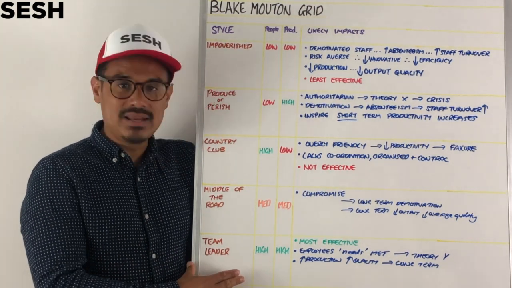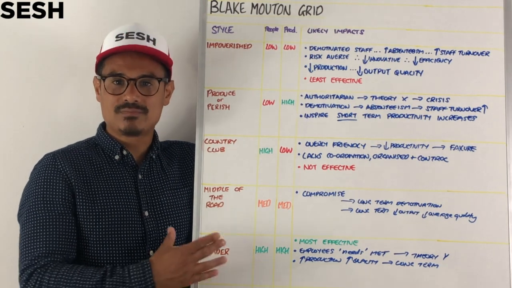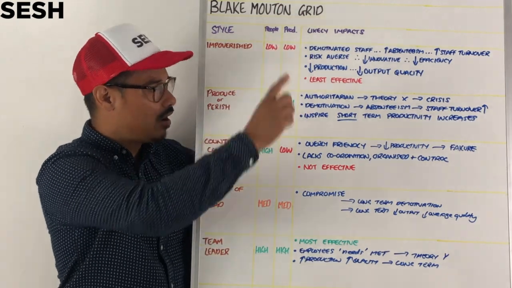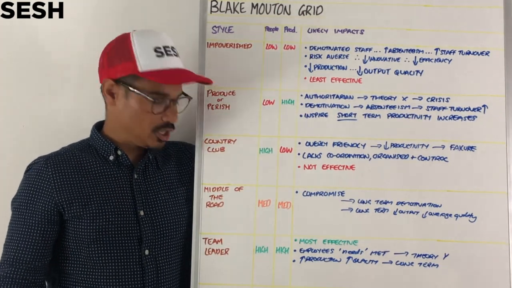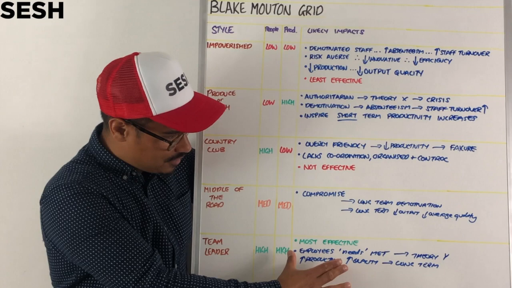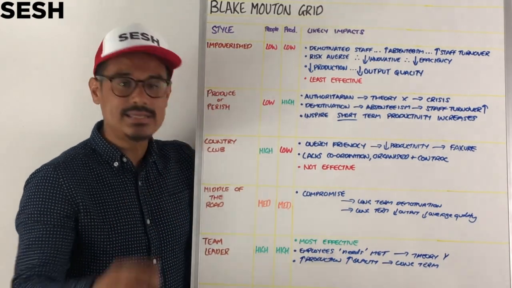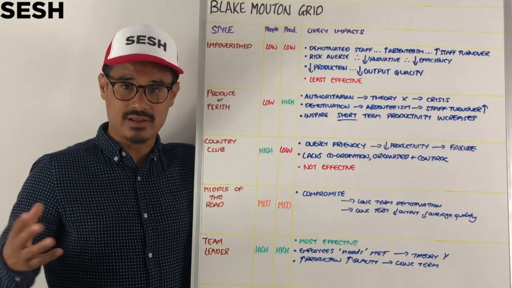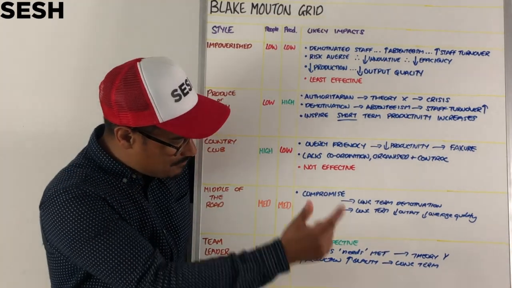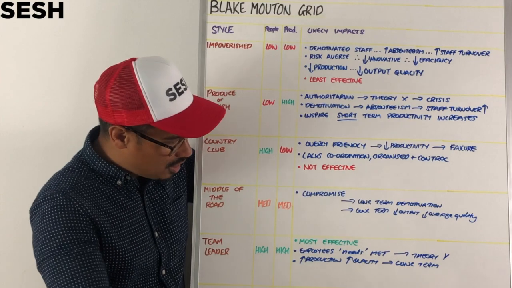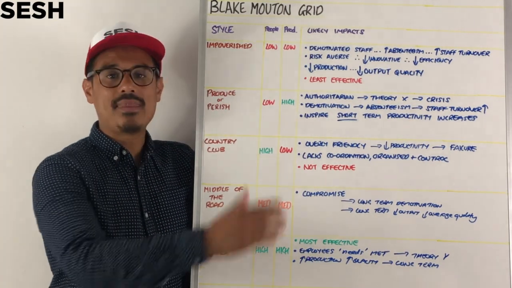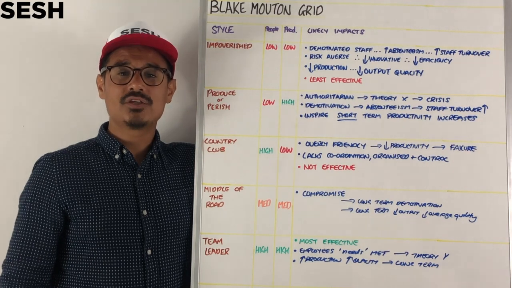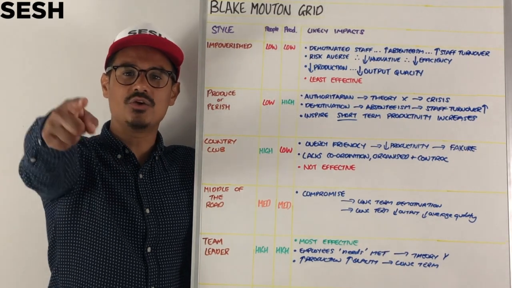The last is team leader, which is what Blake-Mouton referred to as being the optimal style. This is when you have high concern for people, high concern for production. Most effective. The reason why is because employees' needs are being met, and it's very closely related with theory Y within McGregor's theory X, theory Y style. And therefore, it could lead to higher production, higher quality, and that would be maintained in the long term because of your concern for those people. So I hope that helps with Blake Mouton, and I'll see you at the next sesh.